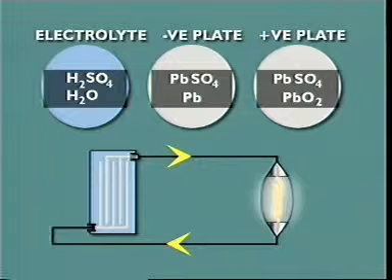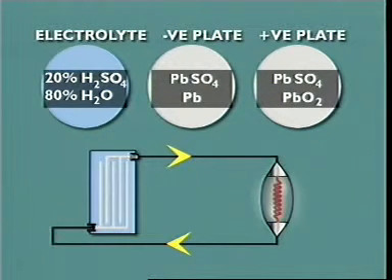Overall, the percentage of acid in the electrolyte falls, and the percentage of water rises, which reduces the strength of the electrolyte. As the cell discharges, the plates develop the same composition, which reduces the potential of the cell.